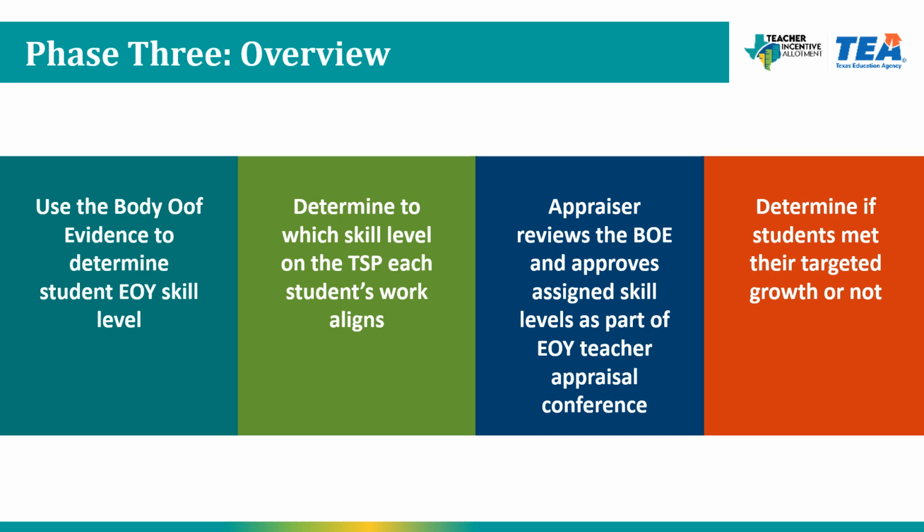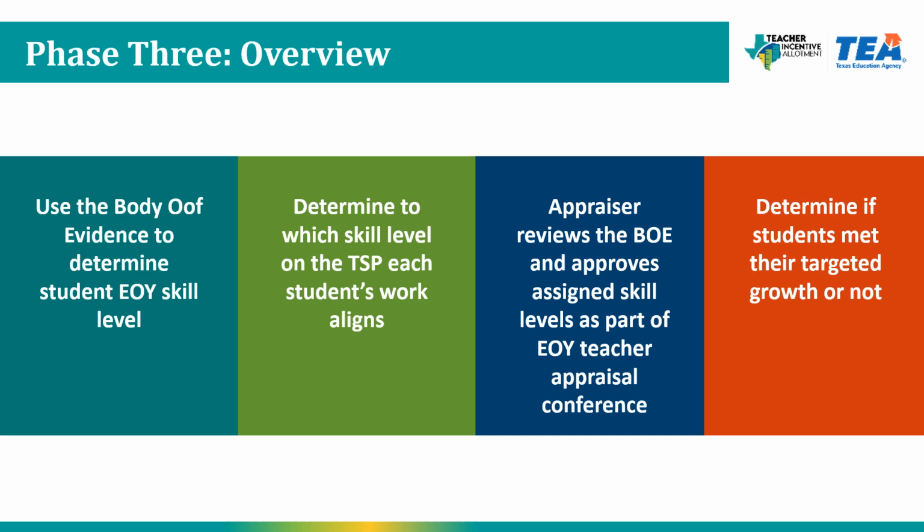Align each student's work with the appropriate skill level on the targeted skill profile, or TSP. During the end of the year teacher appraisal conference, the appraiser reviews the body of evidence, or BOE, and approves the assigned skill levels. When reviewing the work, compare it to the TSP descriptors to determine which one most closely matches each student's performance. The final step of phase 3 ensures that evaluations are evidence-based and accurate. Both appraisers and teachers need to be trained in this process to ensure consistency and reliability.